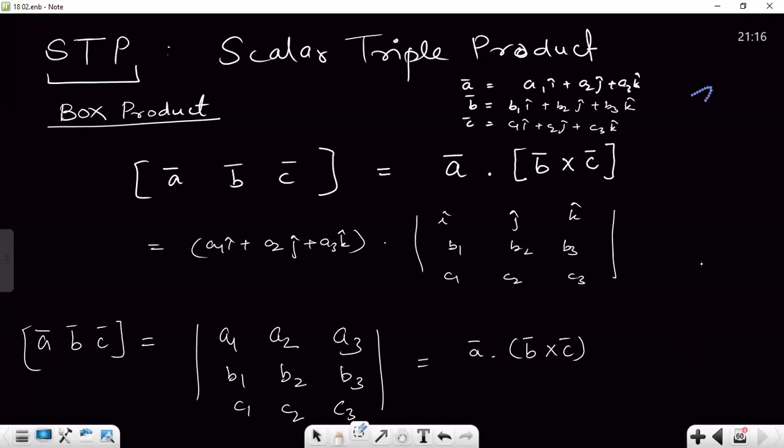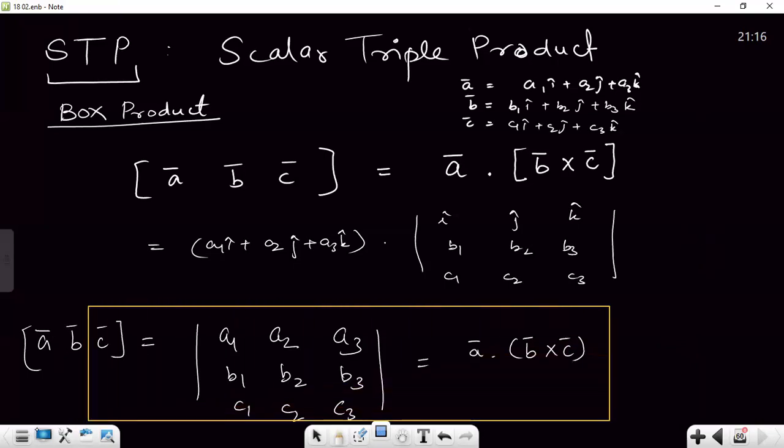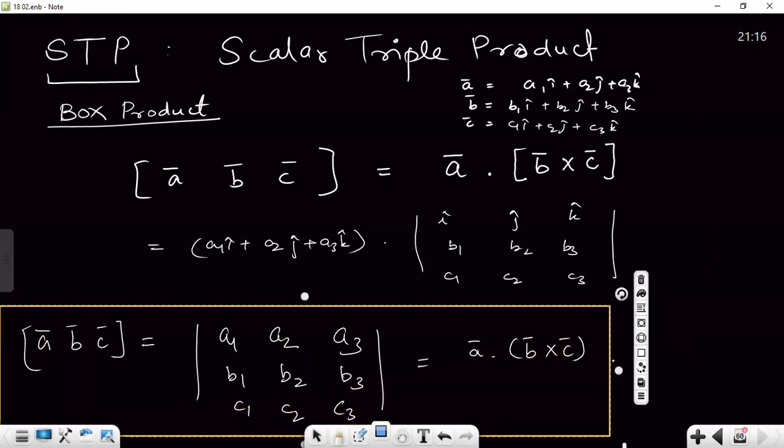This is just an explanation, but what is important here is this. This is the box product. This is important. This is the result. These are just manifestations. Any doubt? Scalar triple product? No, sir.